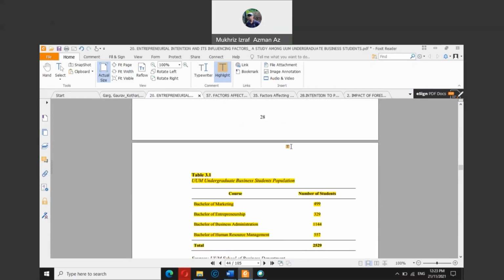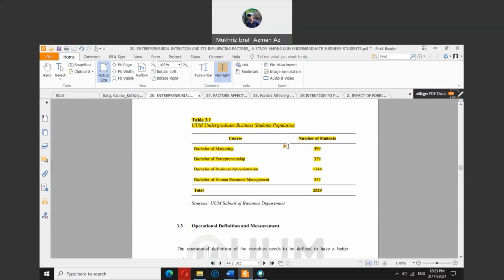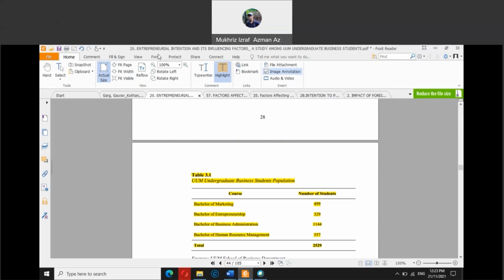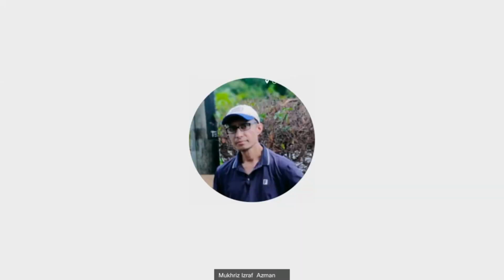For today, please go through this video and the thesis or journal that you are referring to as your reference for your project, and see how you want to go about obtaining the actual population number from the relevant authority, whether from the SAB or from any other sources, depending on the scope of your project. That's it for today.